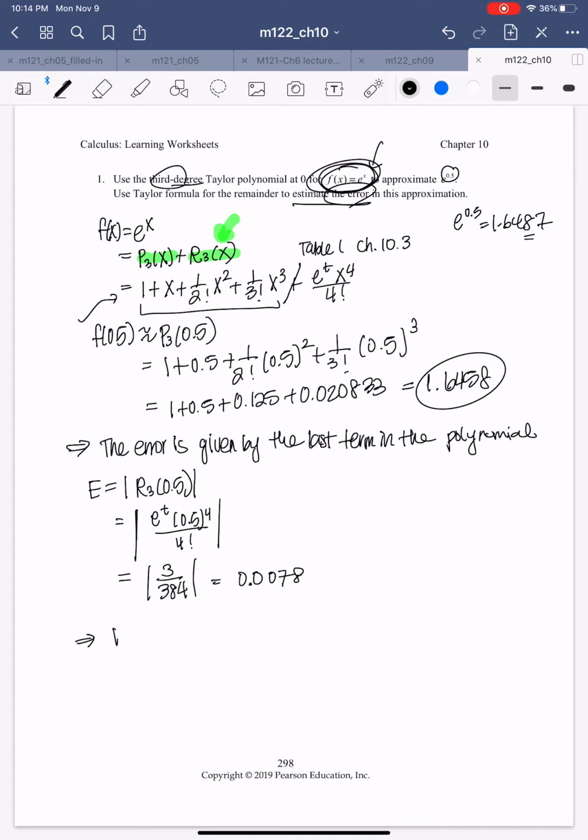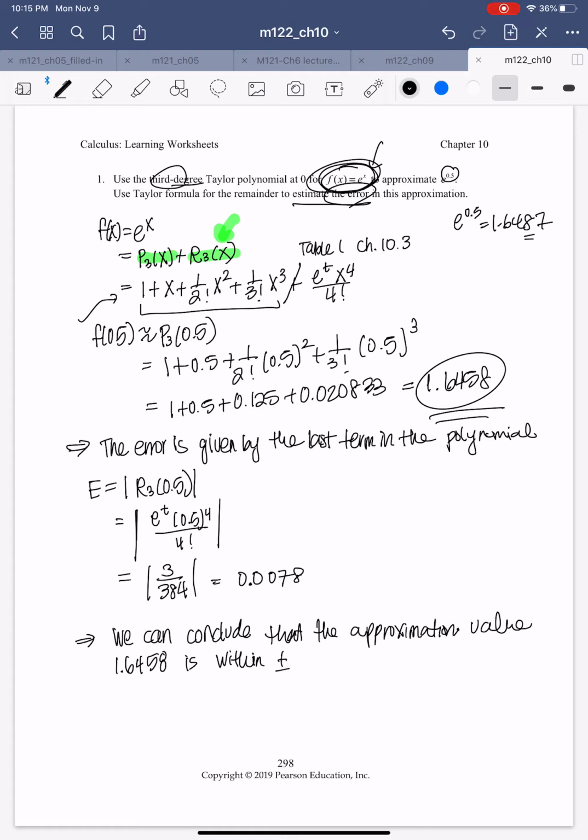So I will write one more sentence. We can conclude that the approximation value, that was our approximation value, 1.6458 is within plus or minus 0.0078 of the exact value of e to the 0.5. Okay. All right.